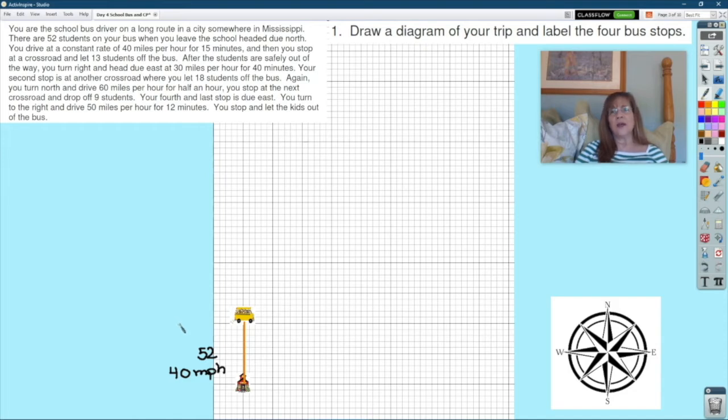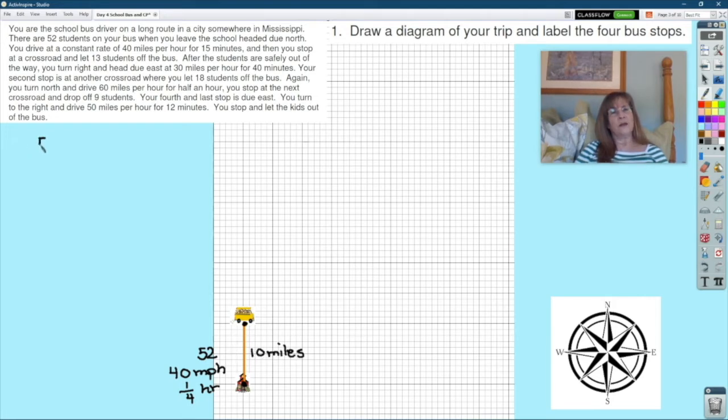Now I want to change that into a fraction of an hour. And that's because we're doing 40 miles per hour. It will make it much easier. So 15 minutes is 1/4 of an hour. That will let me see what this distance is. So from this point here to this point right here, this is 10 miles.